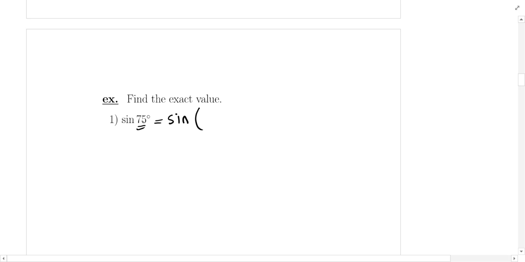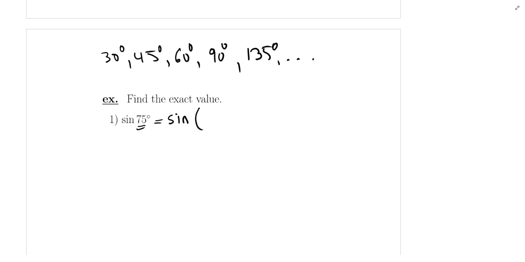Again, I'm going to repeat. How can I write 75 as a sum of two known angles? What are the known angles? I know 30 degrees, 45 degrees, 60 degrees, 90 degrees, 135 degrees, and so on. So how can I get 75? Well, I can get 75 by adding 30 and 45. So basically this is going to turn into 30 degrees plus 45 degrees. I didn't do anything but write 75 as 30 plus 45.